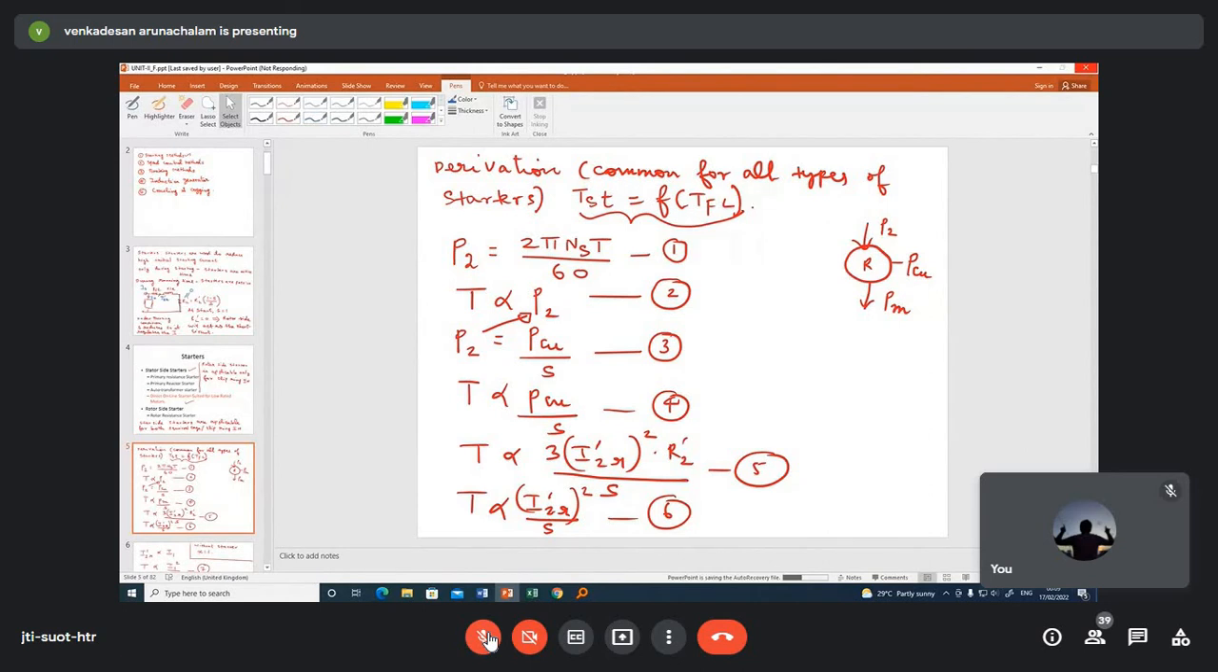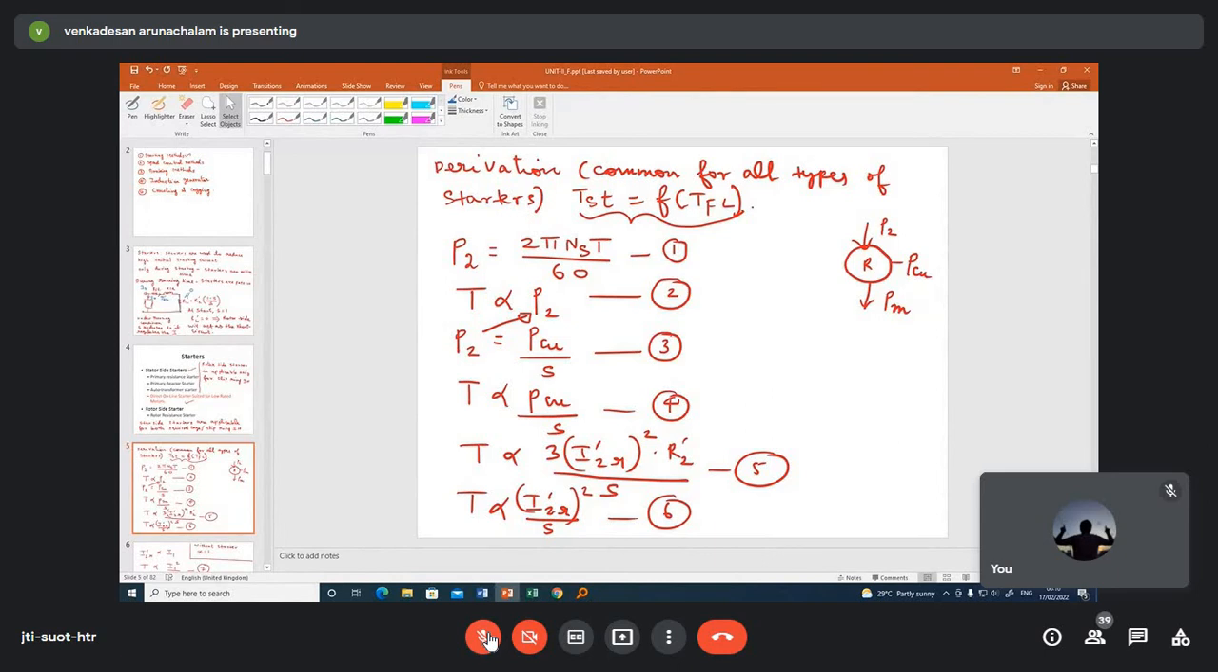I again repeat. During the starting time, we are using starter. During running time, the starters are passive. So in order to understand this operation, we need to develop the relationship between starting torque and full load torque. Starting torque is a function of full load torque. So what is that function F we need to derive now?